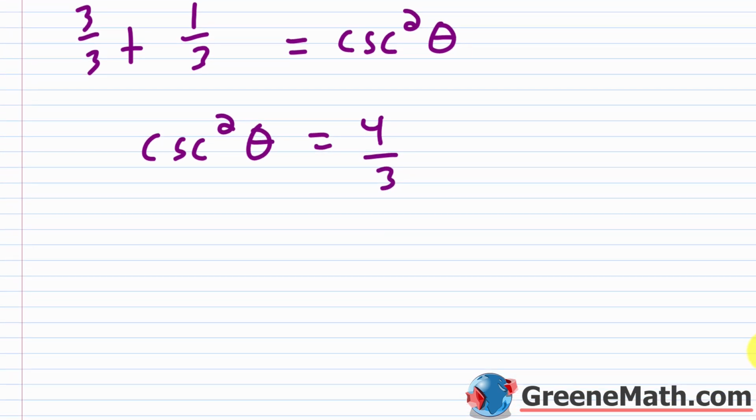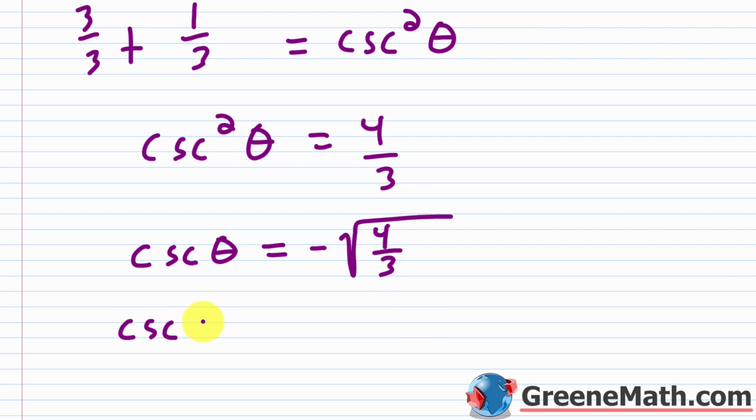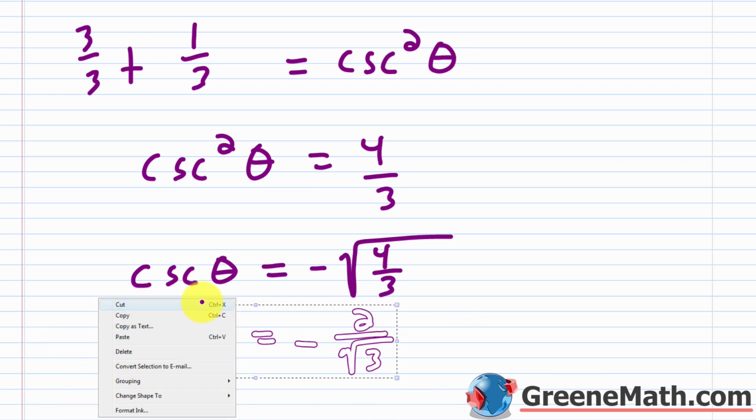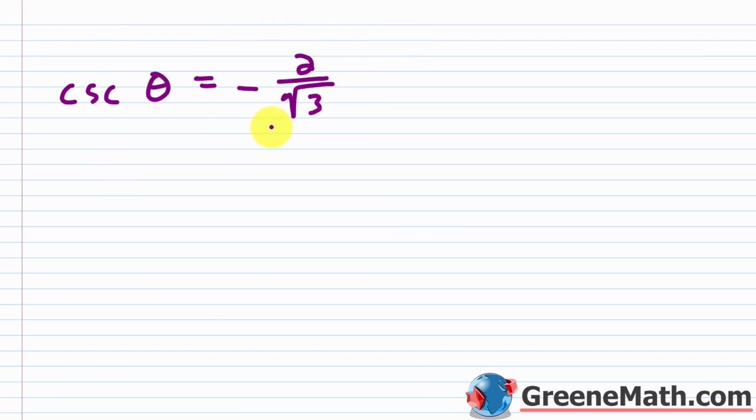Okay, so to solve for this guy, remember the cosecant in quadrant 3 is going to be negative. So I'm going to take the square root of this side. I'll say the cosecant of theta is equal to the negative square root of 4/3. So the cosecant of theta is going to be the negative of, the square root of 4 is 2, and then over the square root of 3. So now let's cut this. We'll go to a fresh sheet, and we'll just paste this in right here. So remember, if I want the sine of theta, I just flip this guy.